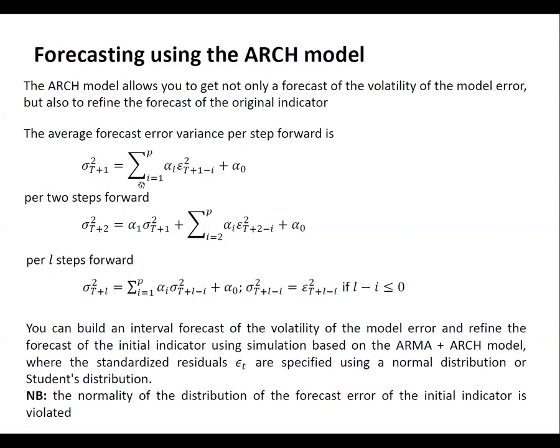Two steps ahead, everything is the same extrapolation. The variance two steps ahead is the coefficient alpha 1 multiplied by the prediction of the variance one step ahead, plus the sum from i equals 2 to p, where p is the order of the ARCH model, of the coefficient alpha i multiplied by the error of the ARMA model squared, and plus alpha 0.